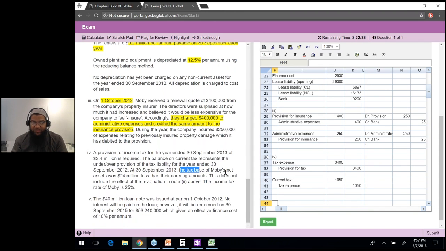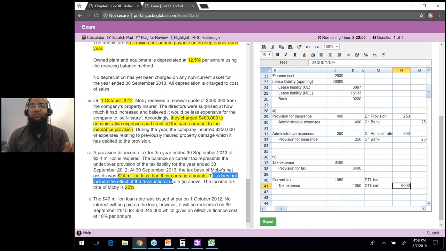Now we need to record the deferred tax impact, for which the question says that at 30th September 2013, the tax base of Mobi's net assets was 24 million less than their tax carrying amount. So we need to calculate the deferred tax liability. For this, we need deferred tax liability brought down and deferred tax liability carried down. The question says that there is a 24,000 difference, and 24,000 at a 25% tax rate will give us the deferred tax liability of 6,000. And this does not include the effect of revaluation because we have already included the impact of revaluation.